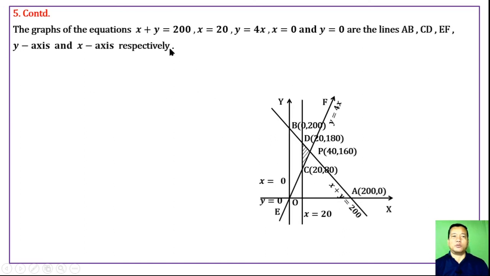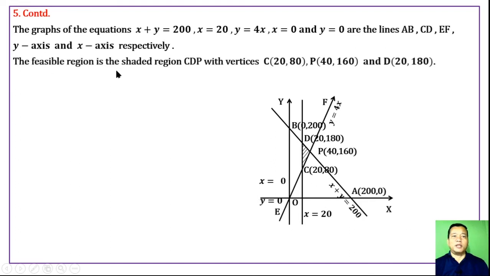However, the graph of X plus Y equal to 200 is the line AB. X equal to 20 is a line to the right of the Y axis. Y equal to 4X is a line passing through the origin. X equal to 0 is the Y axis and Y equal to 0 is the X axis.